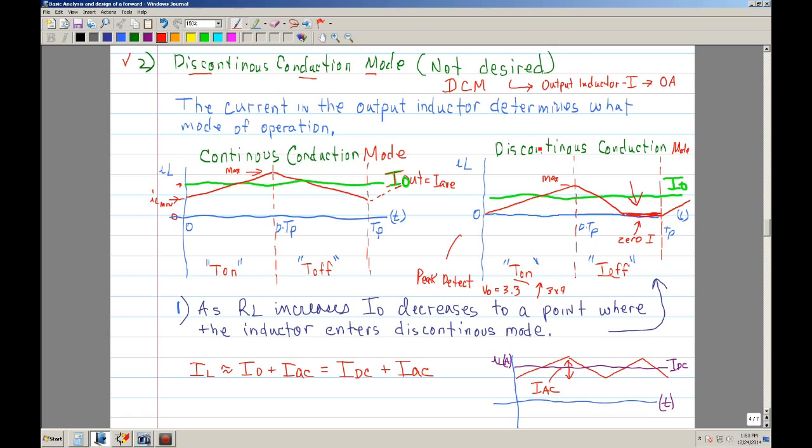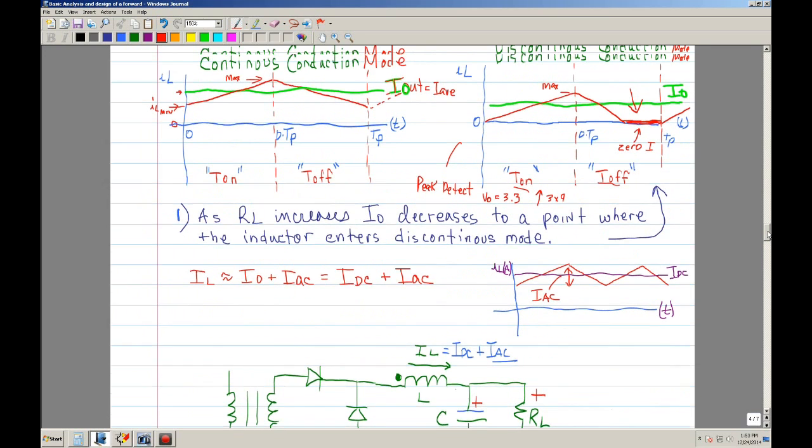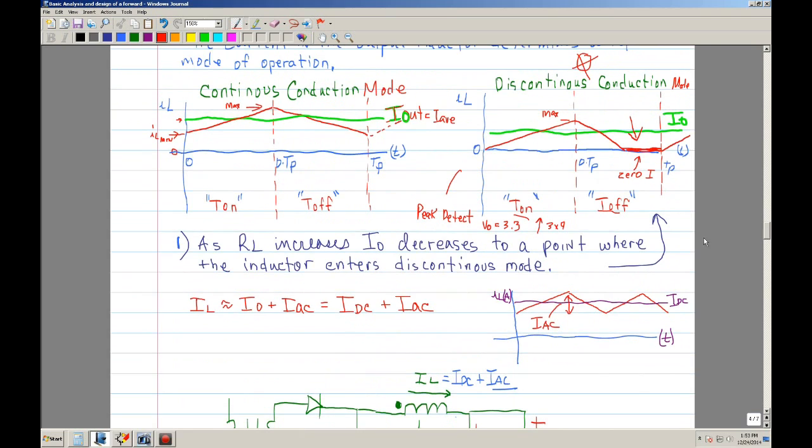So you don't want to operate in this mode. So basically, you don't want that. Okay, so you always want to operate in a continuous conduction mode. So that's the main idea that I want to show as far as conduction mode.